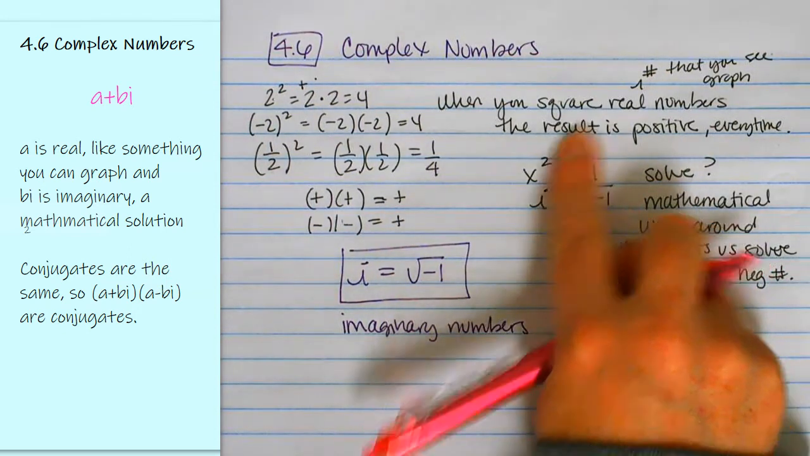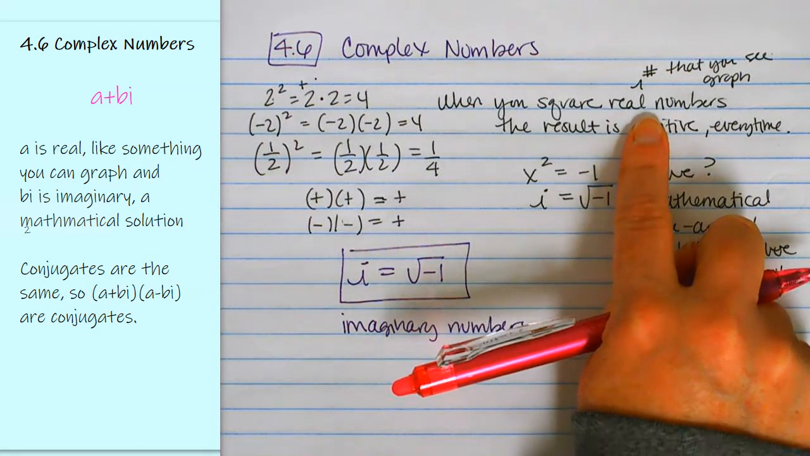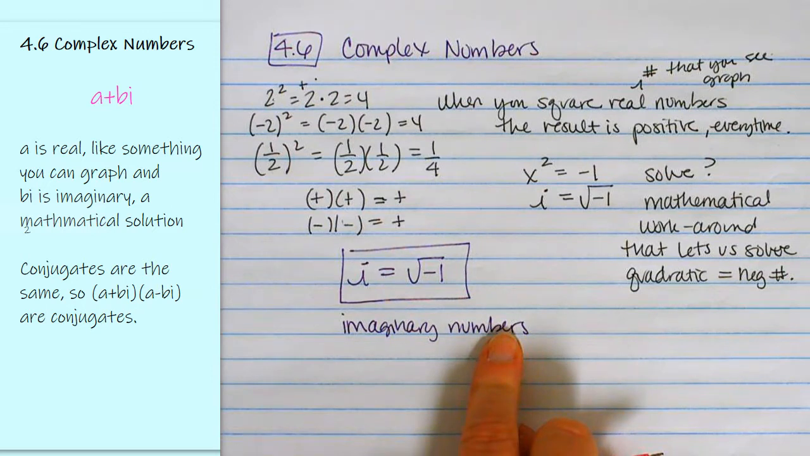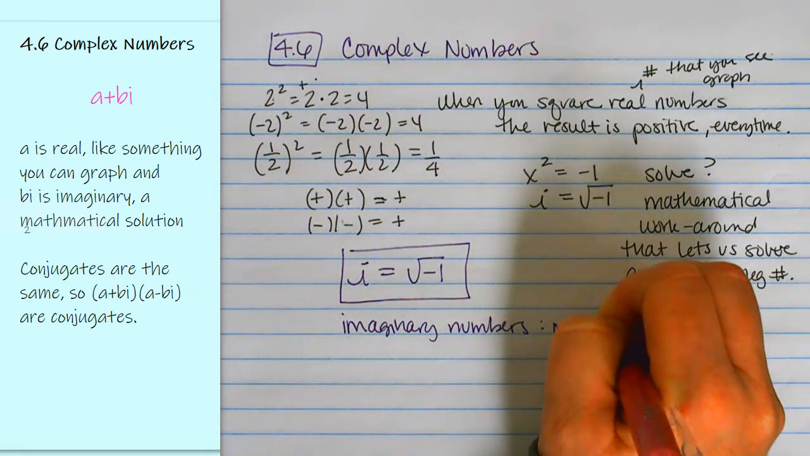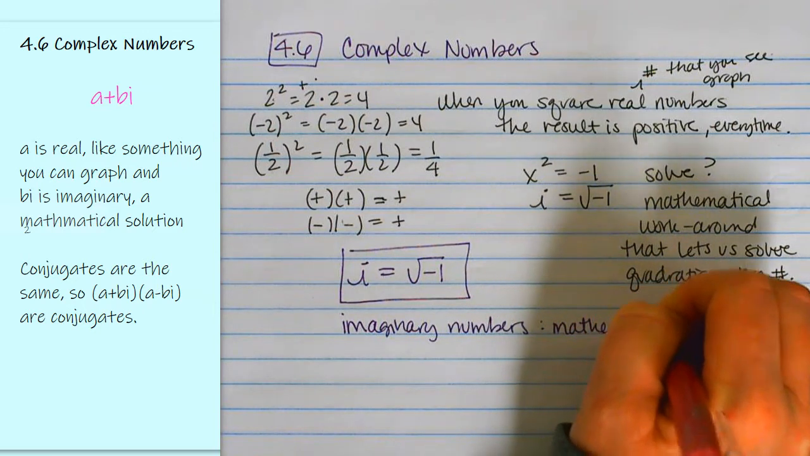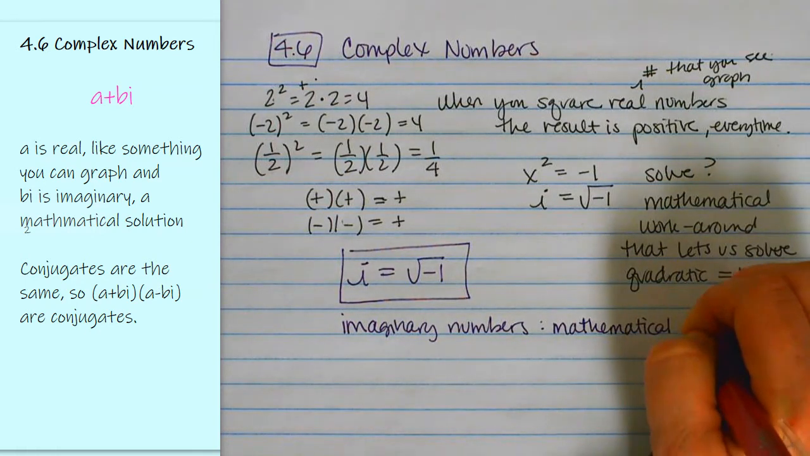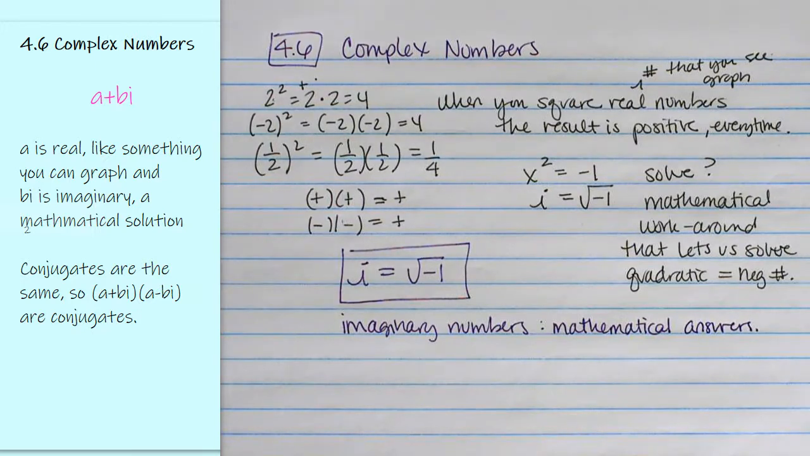Meaning it's the opposite of real numbers, what I'm talking about here. Real numbers you can see on a graph. Imaginary numbers you won't see on a graph. They are mathematical answers. They have real consequences. They change our graph. They change the shape of our graph. But we won't see them directly on real graphs.